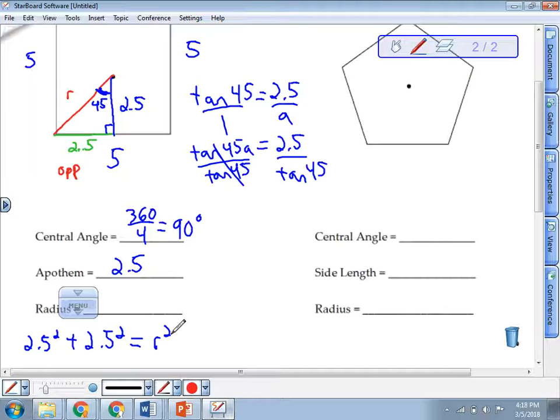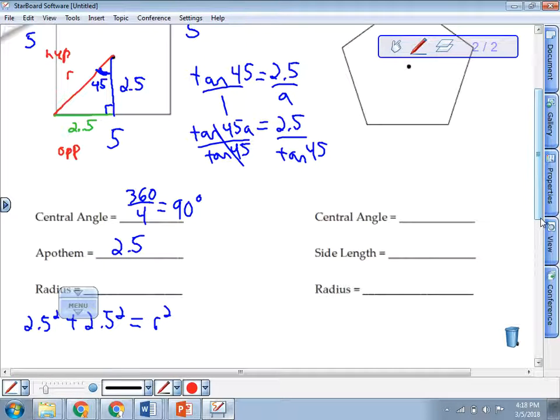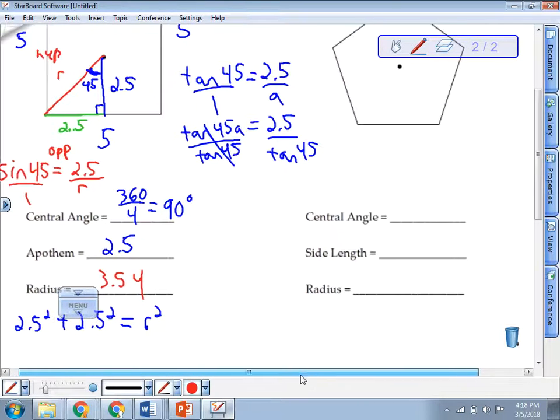So again, this is my reference angle. The radius is the hypotenuse of our triangle, and we know the opposite. So to find the radius, I'll do that in red. Which one involves opposite and hypotenuse? That'd be sine of 45 equals opposite 2.5 over our radius. Again, that's over 1, cross multiply and divide. When you do that problem, you should get a radius of 3.54. So hopefully you can see it's all based off our properties of right triangles.